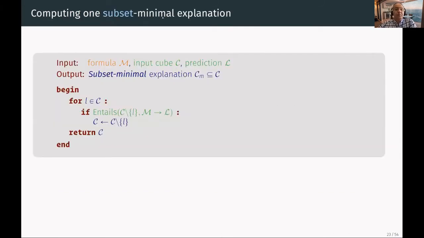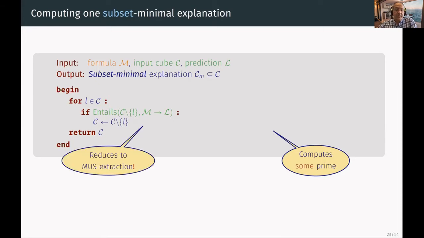If we want to pick a subset minimal explanation, this is how we do it in general. It's a trivial algorithm. It has been around since at least the early 90s. Essentially, go through the literals of my input cube, and if I have entailment without the literal, then I drop it, and I proceed. This is guaranteed to give me a subset minimal prime. It's not guaranteed to give me the smallest prime. If I want the smallest prime, the problem is usually harder. By the way, this reduces to, for those of you familiar with the term, MUS extraction.